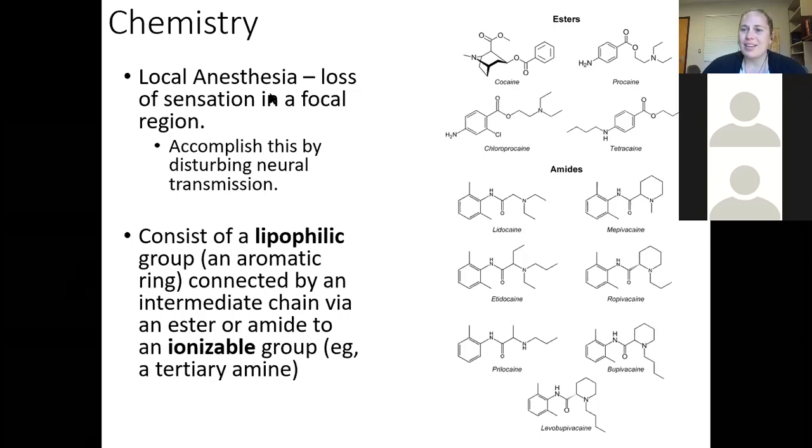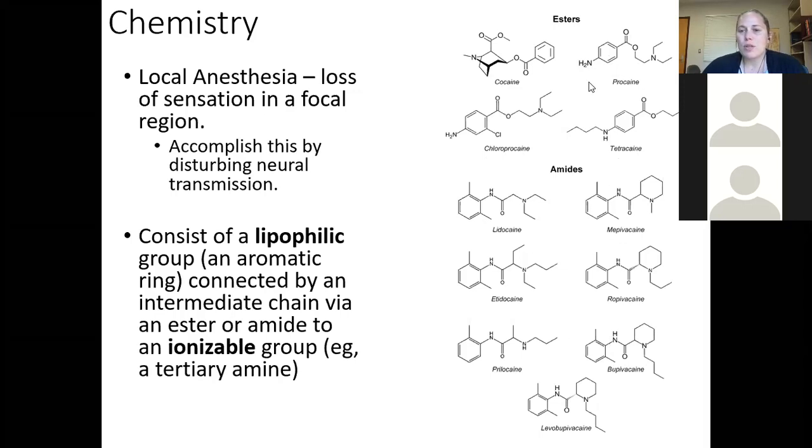If we were to define what a local anesthetic is, it's loss of sensation to a focal region. We'll talk about how that's achieved and other types of drugs that can be used to keep that focalness very focused. It consists of a lipophilic group and an intermediate chain connected by an ester or amide to an ionizable group. You can see the groupings of these two chemical groups here: your esters, cocaine, procaine, chloroprocaine, tetracaine, and your amides, lidocaine, bupivacaine, prilocaine, and etidocaine. We'll talk about how this is one of the longer lasting local anesthetics a little bit later.